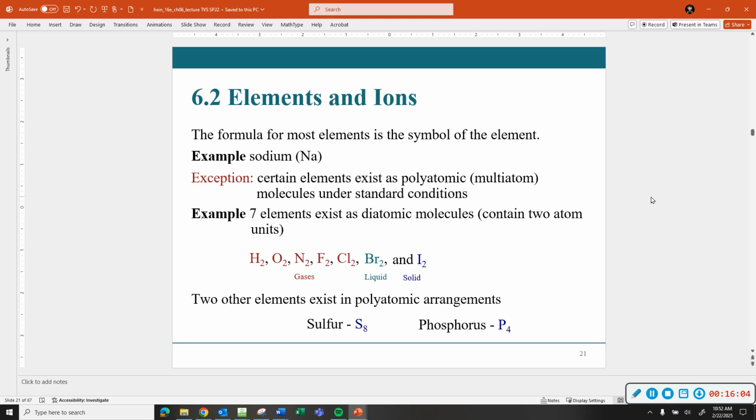Now, there are 2 other elements that exist in what we call polyatomic arrangements. S8, sulfur. So when sulfur, it typically will bond with other things, but if it's by itself, it tends to bond with 8 atoms of sulfur and kind of not make a crystal, but it's a polyatomic arrangement to where it's not just by itself. Phosphorus is the other one. It typically makes P4.